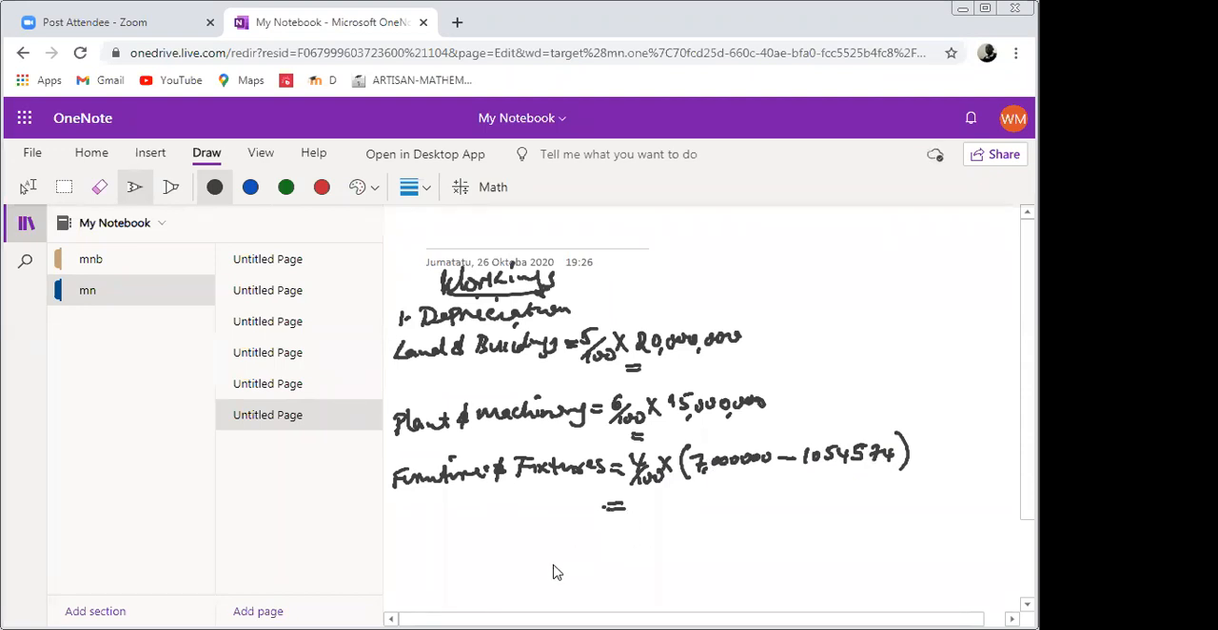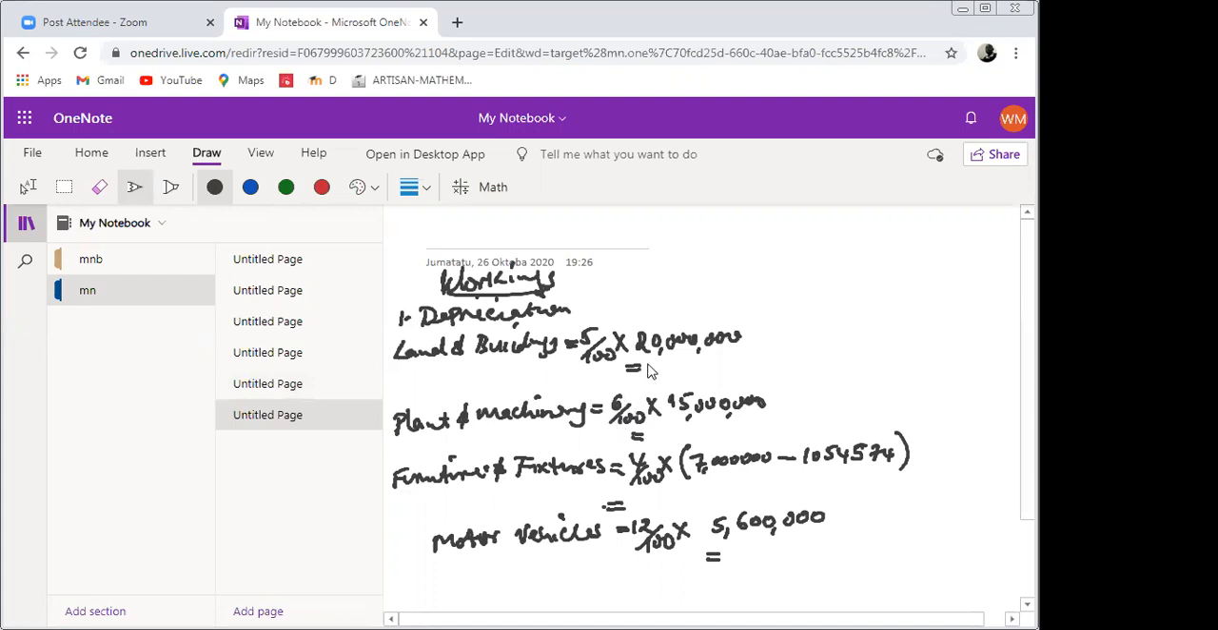And lastly, it is the depreciation on motor vehicles. For the motor vehicles, you have been told it should be calculated at 12% on cost. So you just go directly and get the cost of the motor vehicle, which is 5,600,000. So you calculate that and you get it. Are you able to get those figures? Anybody with any figure?